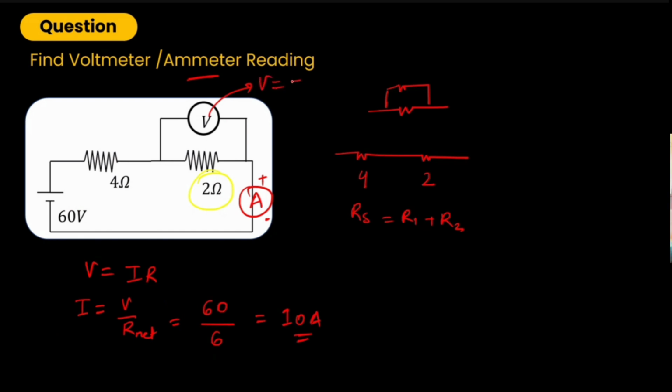So we have to find the reading of this voltmeter. V is nothing but IR. We know the current passing through is 10 amperes, so it should be 10 times the resistance of the component, which is 2. So it is going to be 20 volts. So this is going to be the reading of the voltmeter.